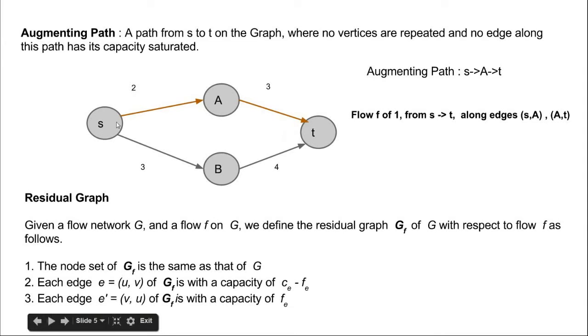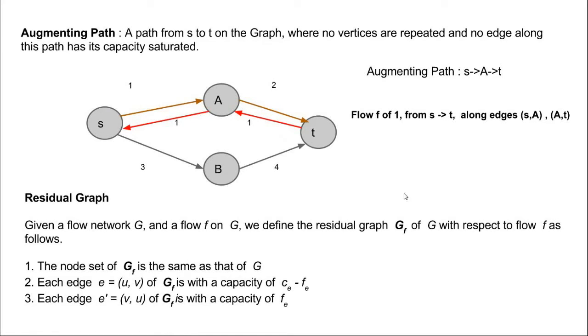T to A and A to S. The forward edges S to A to T are reduced by the flow 1, and T to A is equal to the flow, A to S is equal to the flow. This is the residual graph for the flow of 1 along these S to A to T edges.